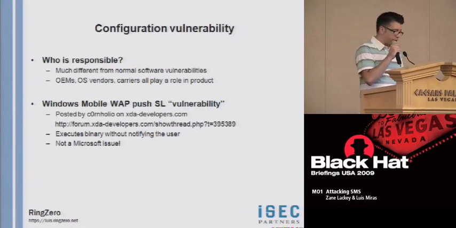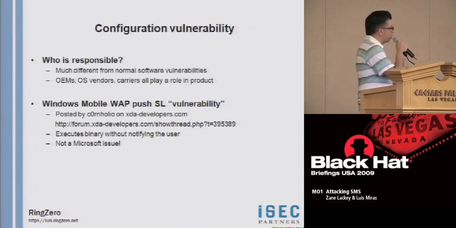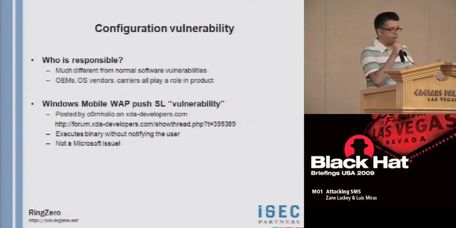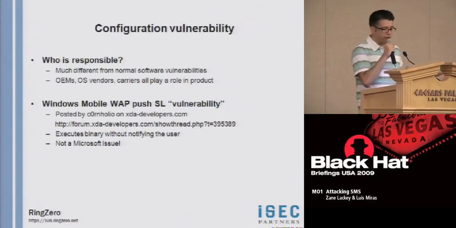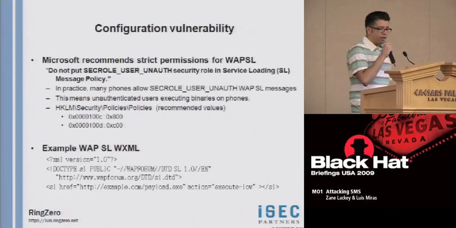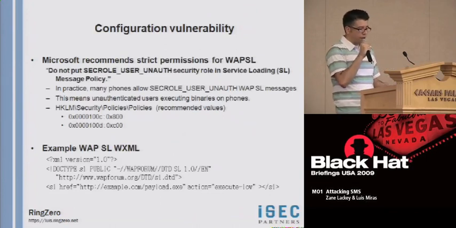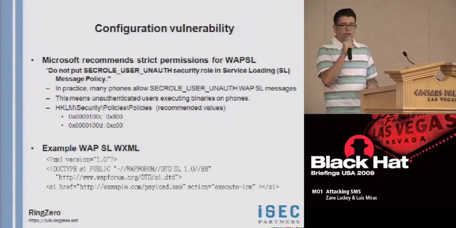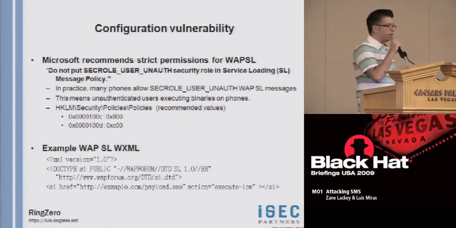This vulnerability is pretty much the holy grail of vulnerabilities. You point it at a binary that's located on a web server somewhere, send this message over SMS, and it executes your binary without notifying the user. This happens because of certain permissions; it's actually a configuration issue. Microsoft recommends strict permissions on this type of message. Specifically in their MSDN, they say, do not do this. No matter what, do not do this. This is not recommended. Bad things will happen.